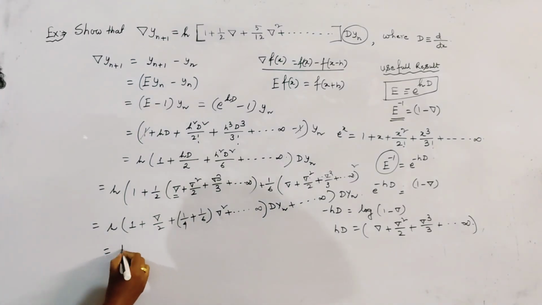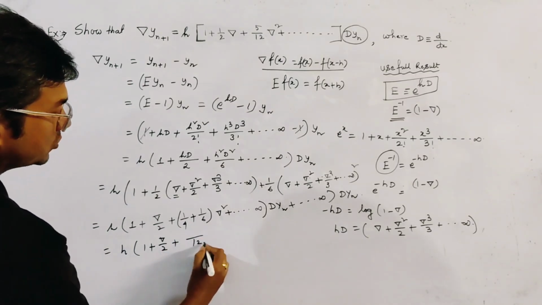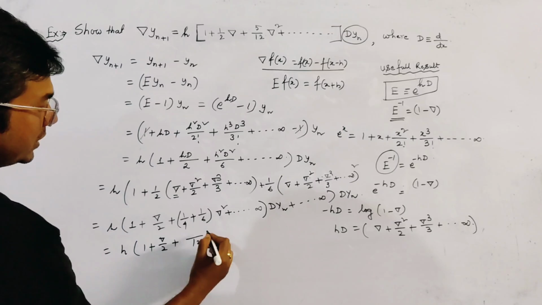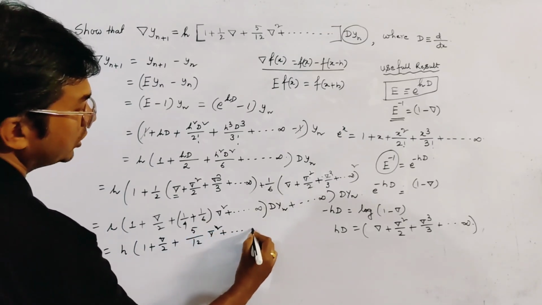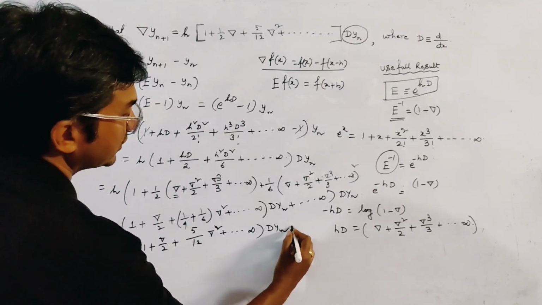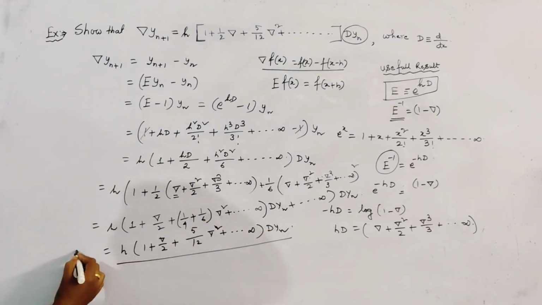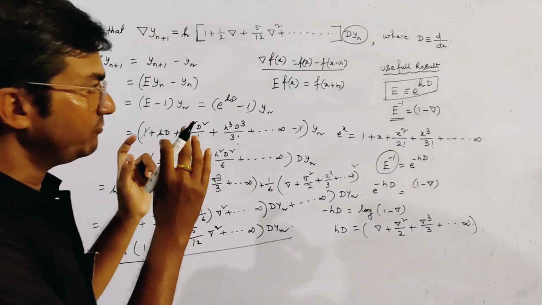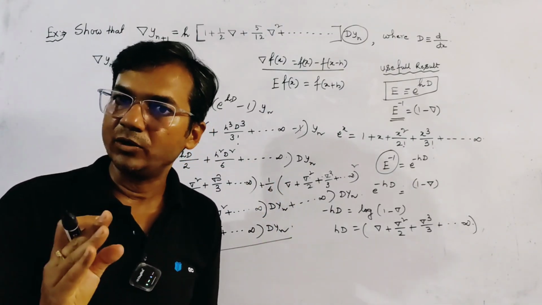And this is h into (1 plus nabla by 2 plus, this is obviously 12, 5 by 12 into nabla square, and so on to infinity) Dy. Clearly this is the given proof, and on the left side we write once again nabla y_{n+1}. Very simple but very interesting proof using D and nabla. Thank you for watching.